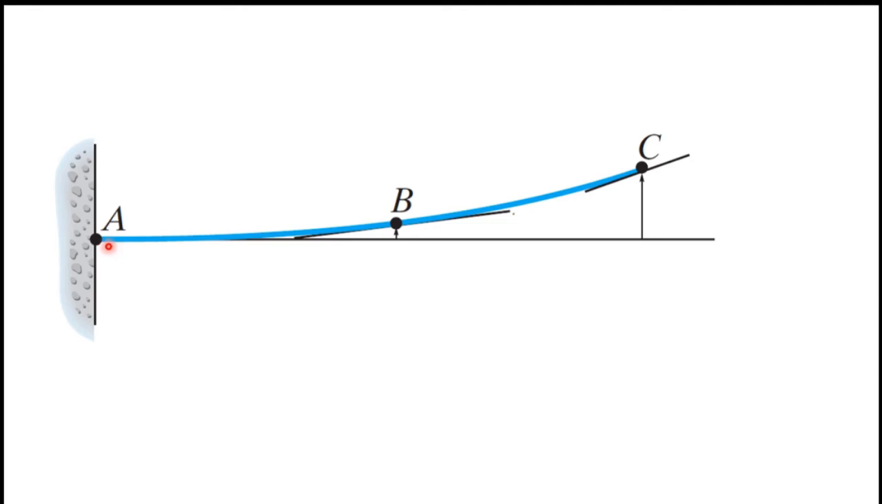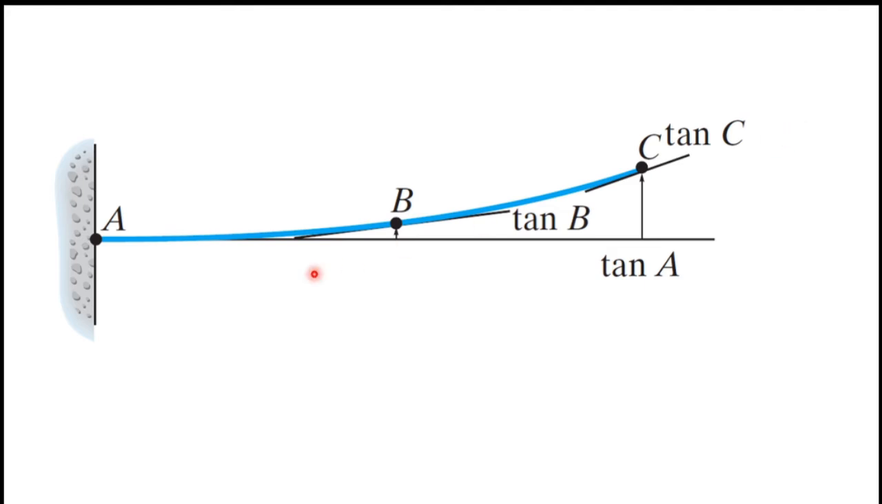If I draw a tangent line, it will be a straight horizontal line. So I will mark it as tan A. Then if I draw a tangent line at B, it will go like this. So I will mark it as tan B. Also at point C, if I draw a tangent line at C, it will go like this. I will mark it as tan C.